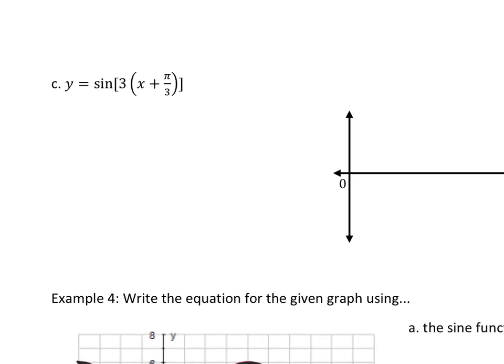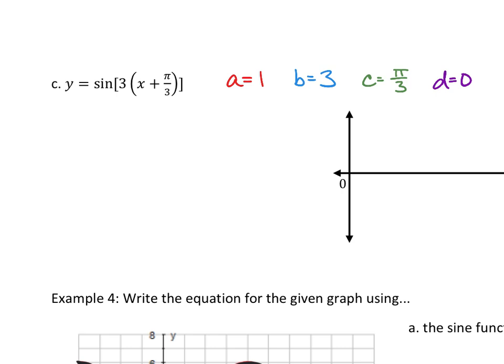Start off the same way. We label A, B, C, D. What's A? 1. What's B? What's C? Pi over 3. What's D? Great. So is there a displacement of this graph?